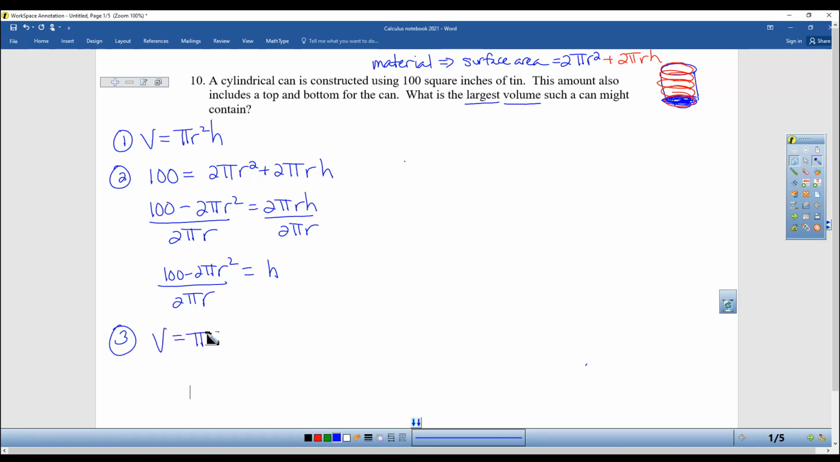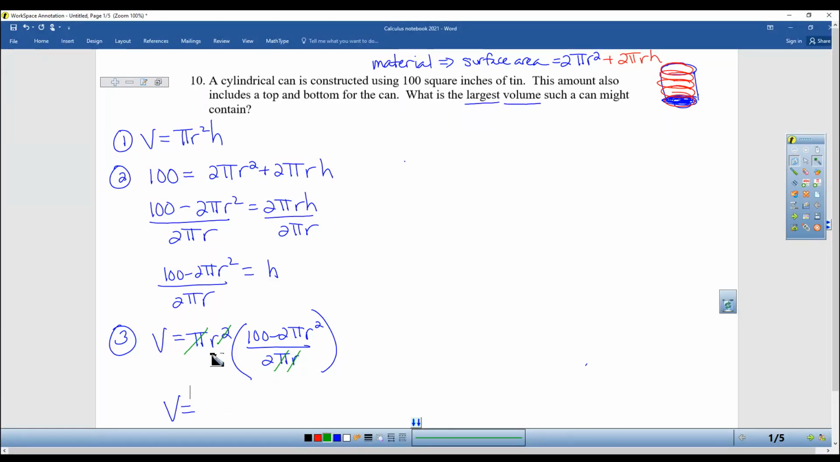The volume is pi r squared times (100 minus 2 pi r squared) over 2 pi r. Yes, you could have simplified that a little bit. I'm just waiting until this step because I had the foreknowledge to know that the pi's would already cancel. Now this r is being multiplied by this whole thing, and this r is dividing into that whole thing, so those r's can be canceled. Not these two, but this one on the outside that's multiplying the entire thing.